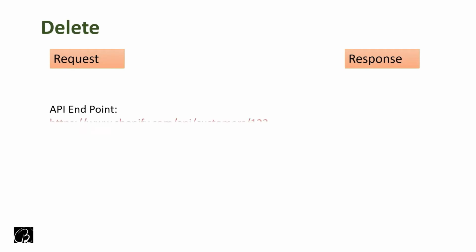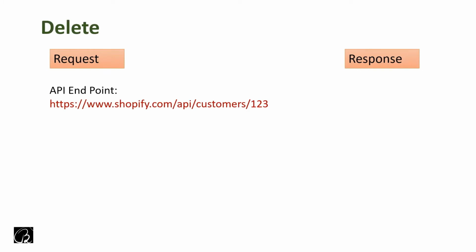Let's say I want to delete this customer having unique ID 123. So this is my API endpoint and my HTTP method would be delete. So the response I'll get, let's say 200, everything is fine. And a response, let's say message deleted successfully. So that is how we can basically perform all the CRUD operation using REST API. So this is just a simple overview that I have given to you.